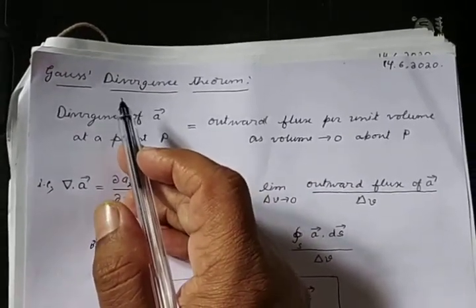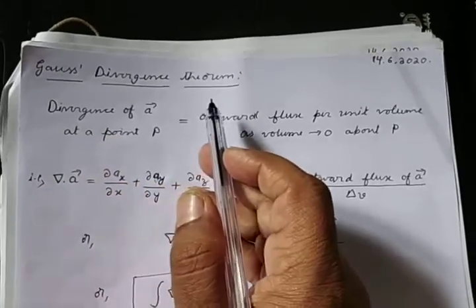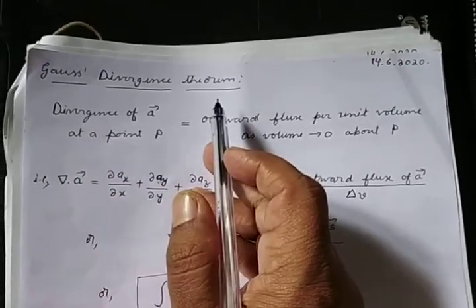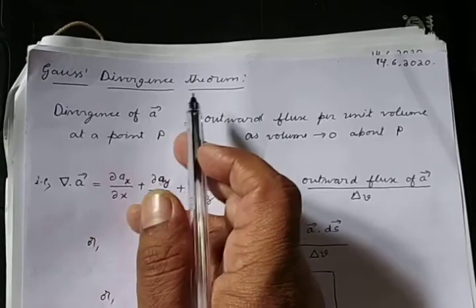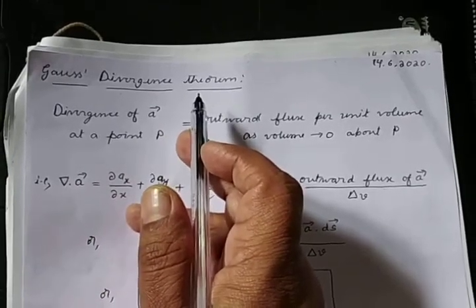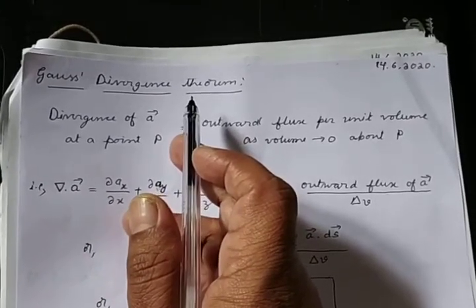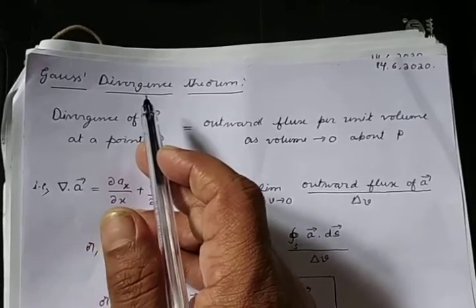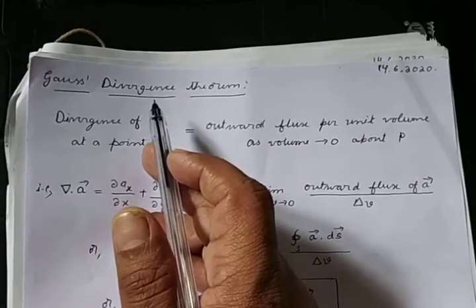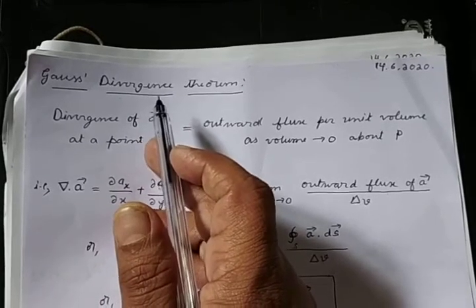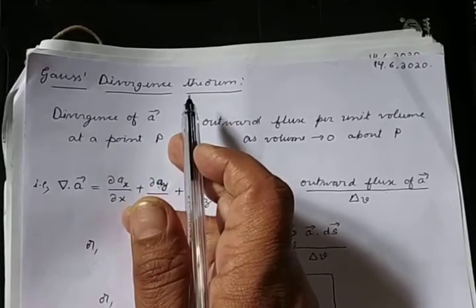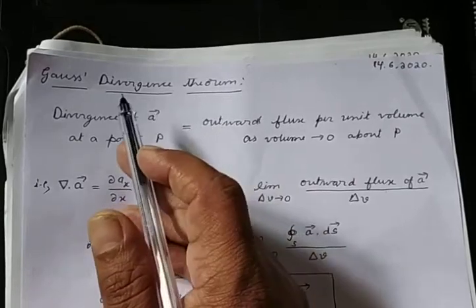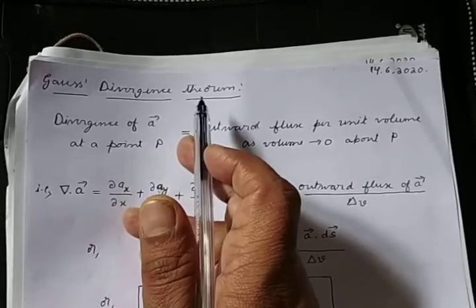Let us discuss two important mathematical theorems used in vector calculus. They are the Gauss Divergence Theorem and the Stokes Theorem. These two theorems are also very helpful in obtaining Maxwell's equations from the various phenomena which we observe in electrostatics and magnetostatics. Now here, first let us discuss the Gauss Divergence Theorem.